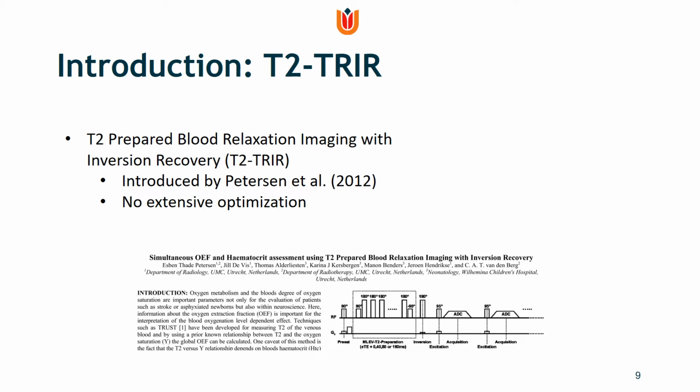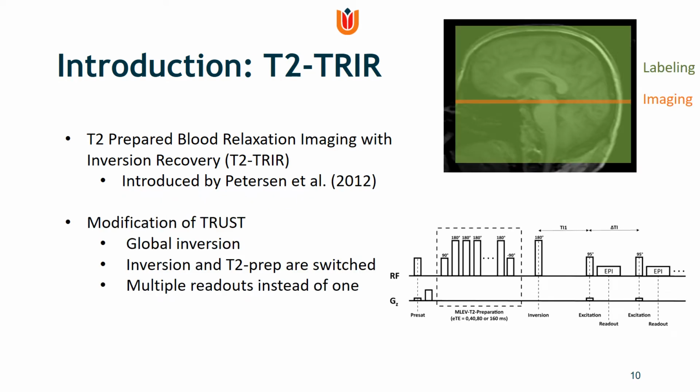T2 TRIR stands for T2 prepared blood relaxation imaging with inversion recovery and was introduced by Petersen et al. in 2012, but since then has not been extensively optimized yet. So how does this sequence work? T2 TRIR is actually a modification of the TRUST sequence. We now have a global inversion, and the inversion pulse and the T2 prep module are switched. We also do multiple readouts instead of one, so that you can sample an inversion recovery curve.